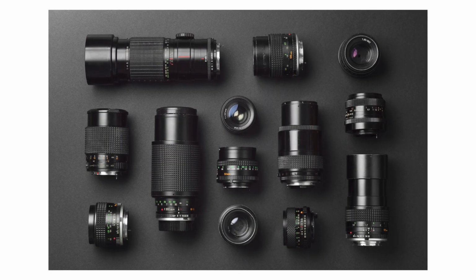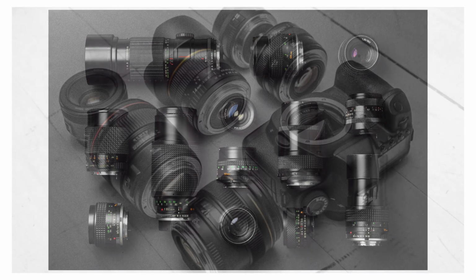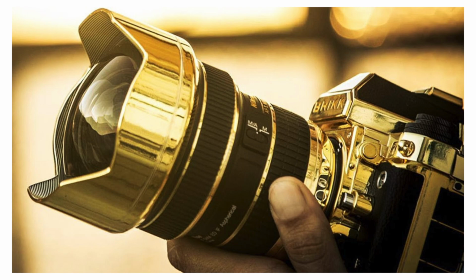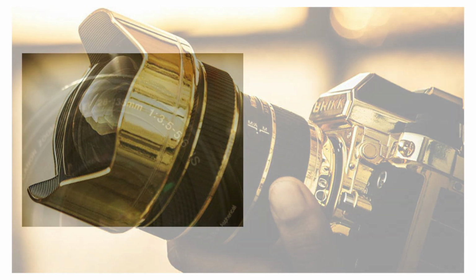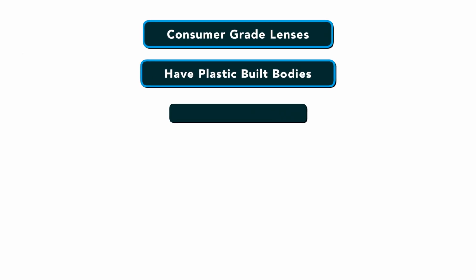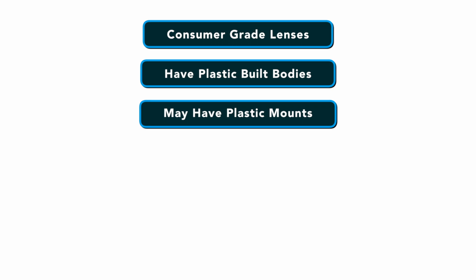To understand the differences between lenses, I believe it's important to first categorize them into different groups or quality grades, starting with the least expensive type, most available, and moving on up to the most expensive special purpose lenses. First are consumer grade lenses. These include all the affordable variable aperture lenses with f3.5 and slower, or higher number apertures, and some cheap f1.8 prime lenses. These are plastic body lenses, and many even have plastic mounts to stay very inexpensive.